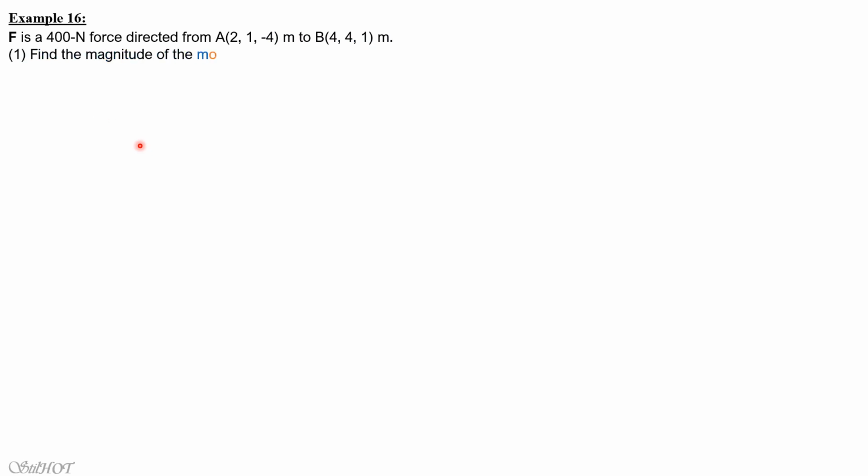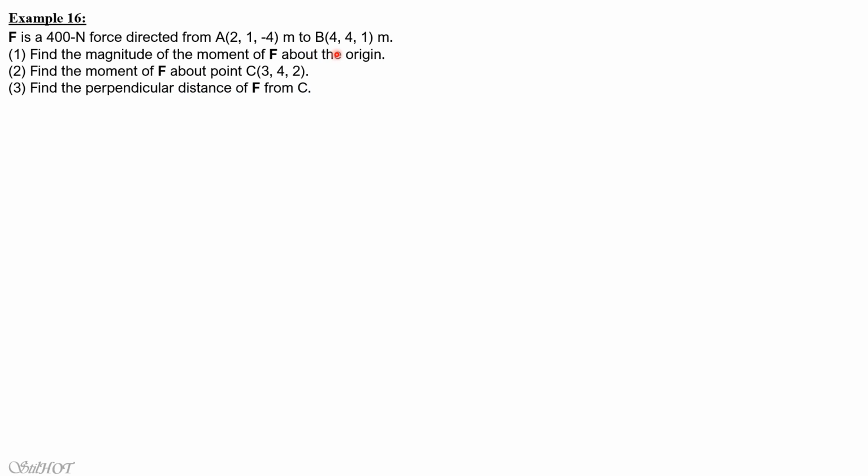Okay, let's have the solution to example 16. F is a 400 Newton force directed from point A at (1, -4, -4) to point B at (4, 4, 1) meters. Find the magnitude of the moment of F about the origin. Find the moment of F about point C with coordinates (3, 4, 2) meters. And find the perpendicular distance of F from point C.